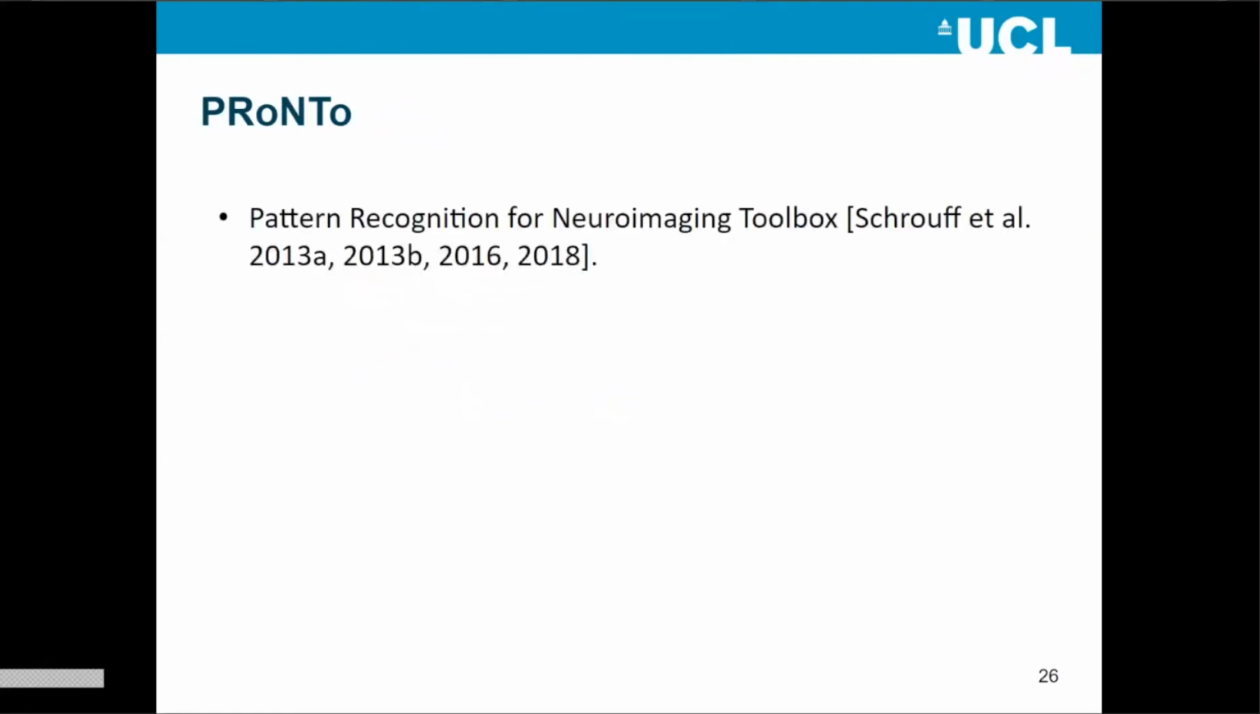So all of this work was implemented in PRoNTo. This is the Pattern Recognition for Neuroimaging Toolbox. As you can see, I've been a fairly consistent contributor over the years, but now it's over. It's an open source toolbox written in MATLAB. I don't know who still uses MATLAB? Okay, so still quite a fair amount.